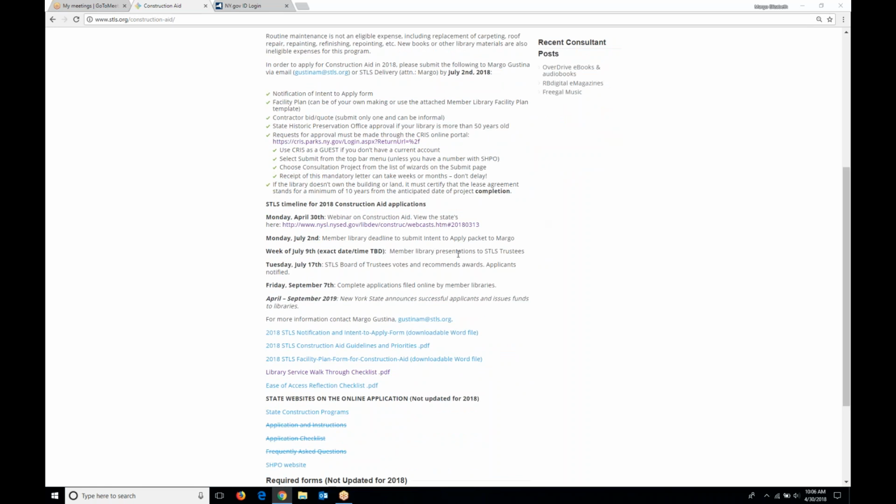Here's the timeline. I want to draw your attention to how long the grant process actually takes from application to check in hand for the library. We're having this meeting now the last day of April and ideally the last day of winter. And I need your initial packet returned to me by July 2nd. That's just the first phase of applying for construction aid. That's what is used for our board to recommend an allocation of funds.